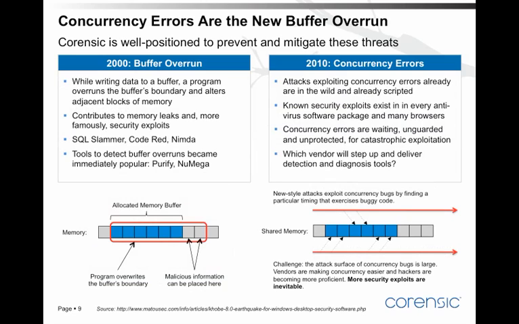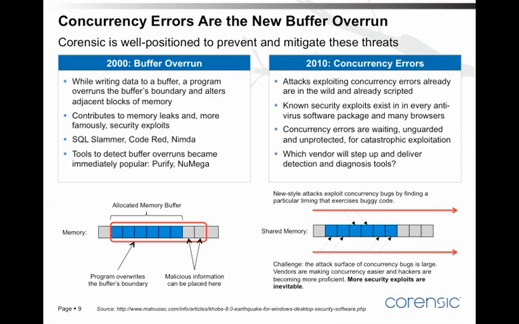If you think back to the early 2000s, several code defects called buffer overruns contributed to some of the most notorious memory leaks and security exploits in computer history. The SQL Slammer bug, the Code Red bug, and the NIMDA virus all caused billions of dollars of damage.